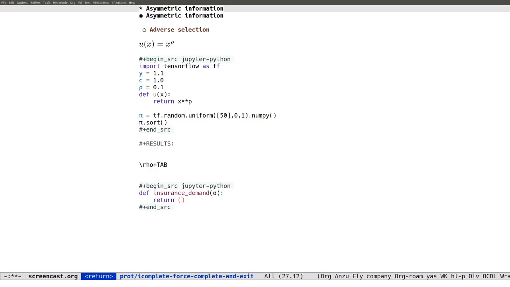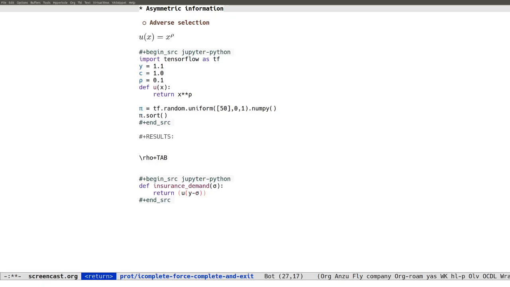Well, if I do buy insurance, my utility is going to be u of y minus sigma. So this is what I get if I buy insurance. Then if I incur the accident, I don't really care about the cost because it will be covered by my insurance. We're assuming here that insurance covers the whole cost.